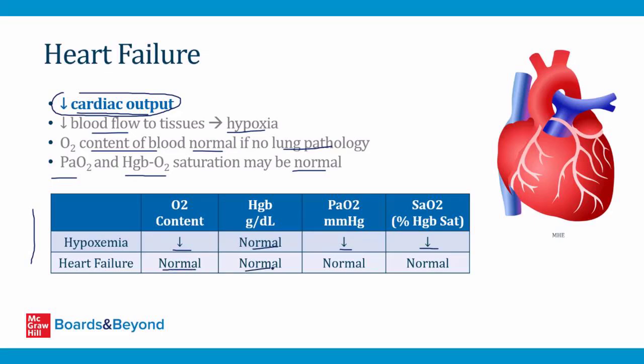There's no problem with hemoglobin. The lungs are working, so the PaO2 is going to be normal and the SaO2 is going to be normal. The entire problem is a low cardiac output, but that is causing hypoxia.